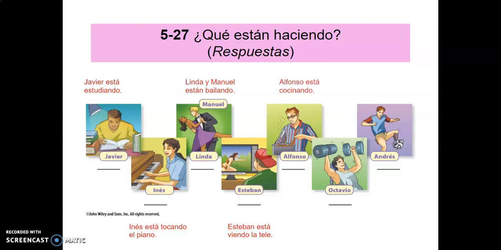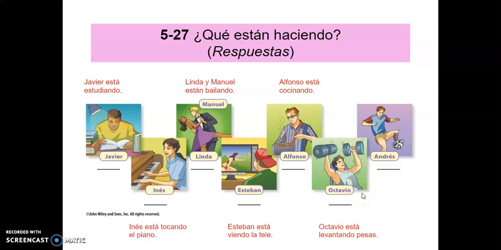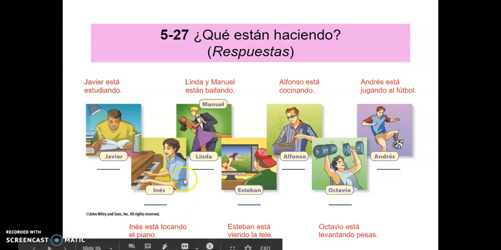Alfonso está cocinando. Alfonso is cooking. Octavio está levantando pesas. He is lifting weights, right? Está levantando pesas. You might have said, está haciendo ejercicio. That would work too. And then Andrés. Andrés está jugando al fútbol. Remember, jugar is used when playing a sport or a game, whereas we said tocar is for an instrument. Andrés está jugando al fútbol. He's playing fútbol.